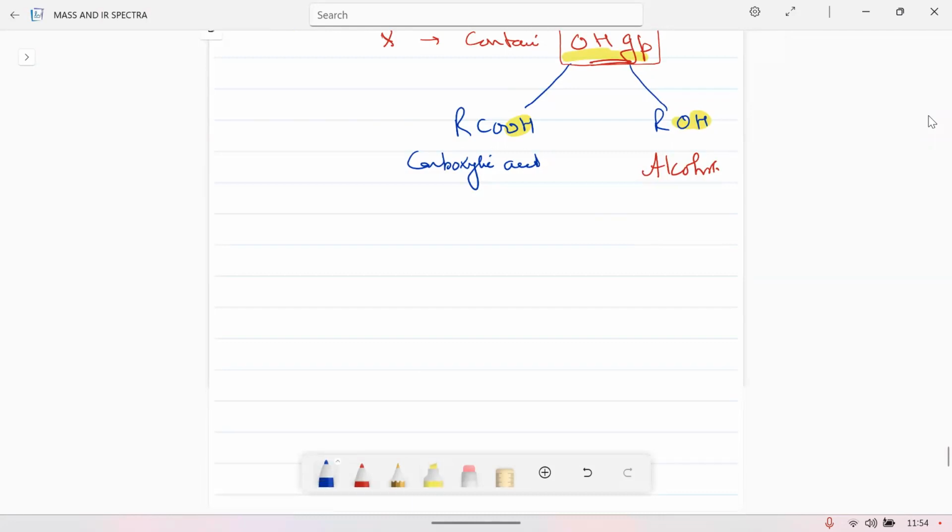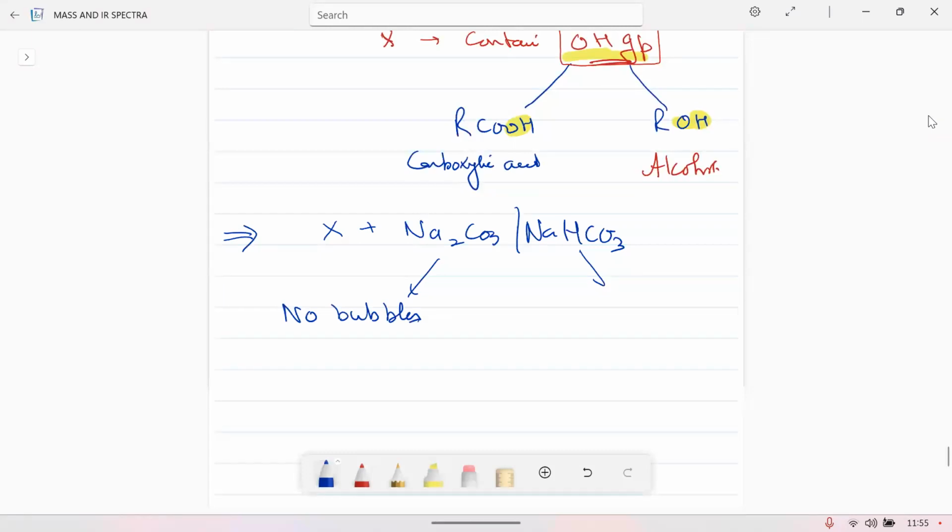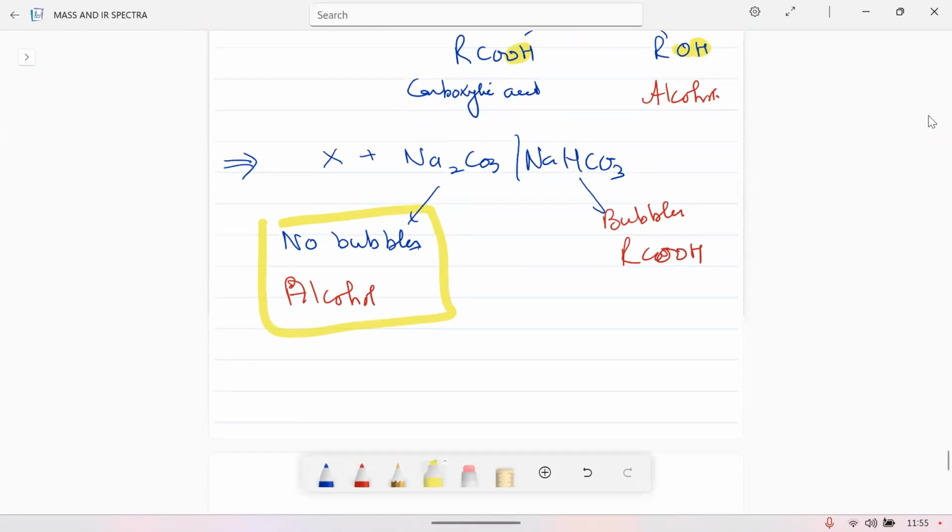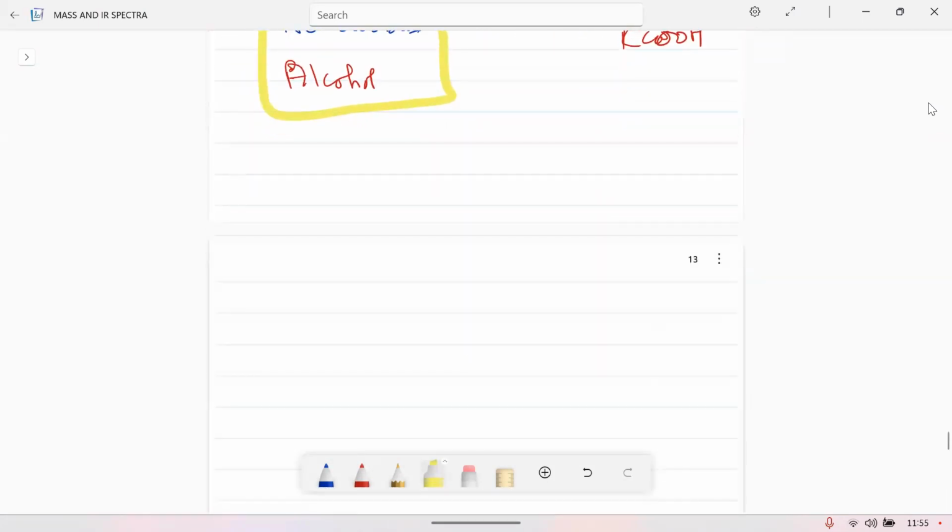Now, next thing they can say is, X, you are adding sodium carbonate, or they may say sodium hydrogen carbonate. So this is now the second test. There are two possibilities over here. Let us say the examiner tells us no bubbles were observed. If no bubbles were observed, it means it is an alcohol. If there were bubbles, then it would be carboxylic acid. But let us focus on this. When you are adding the sodium carbonate, there was no bubble, so it is an alcohol. Now the problem is the alcohol can be primary, secondary, or tertiary. How to differentiate between them?